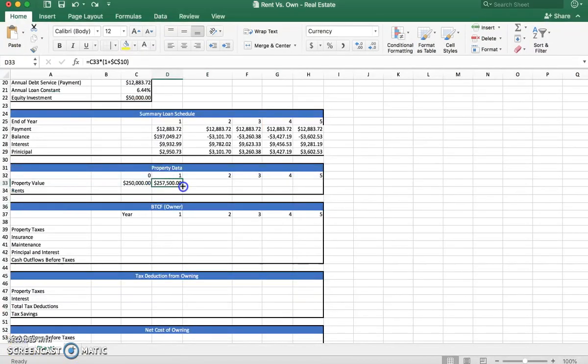All right, that should do it right there. Pull it all the way across. All right, that looks right. So we're gonna do basically the same thing for the rent.